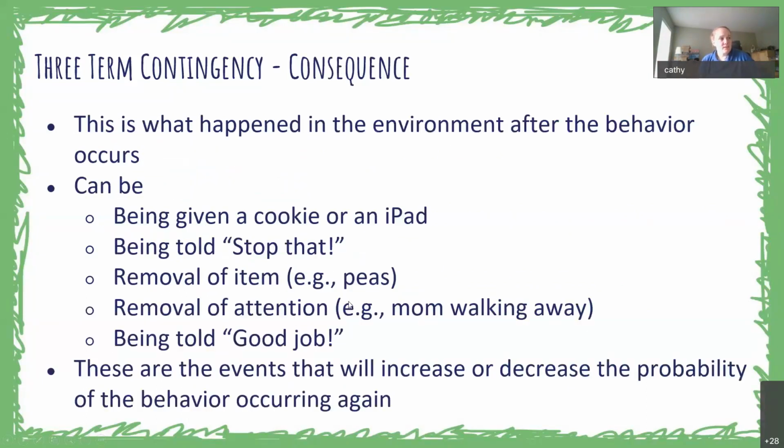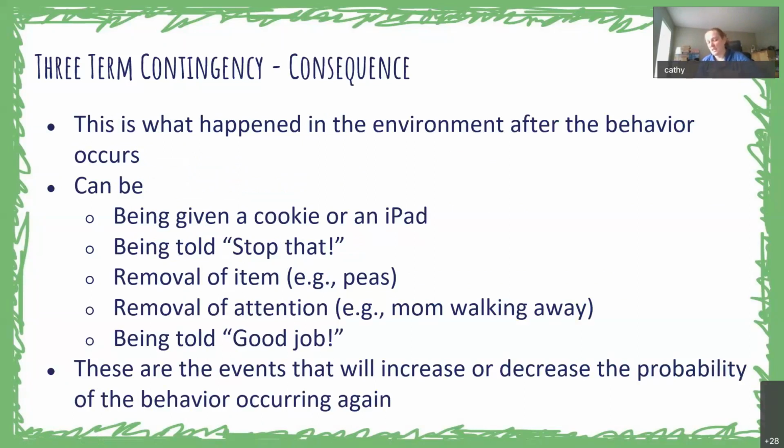And then the consequence, that's what's happening afterwards. So there's a change in the environment after the behavior occurs. Most of the time, these are what we call socially mediated. So something that another person will either give or take away. So giving a cookie or giving the iPad, being told stop that, being told good job. Those are things that come from another person.